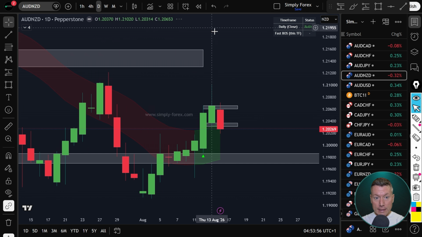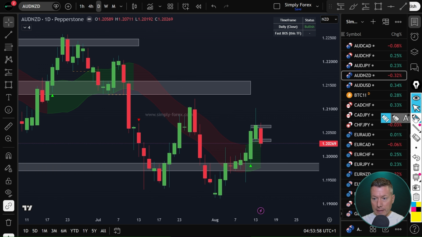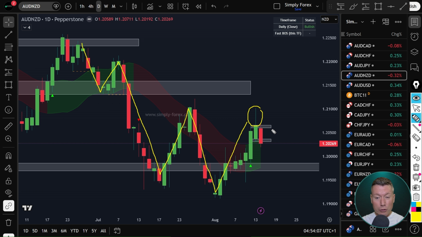If we go to the daily, again, we're in a downtrend, right? As soon as we broke down here, we've been in this downtrend, right? Big wick rejection. We were trying to sell this on Friday, but we didn't get an entry. Now we have a big bearish candle as well.